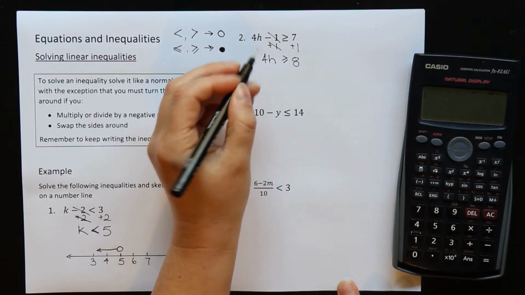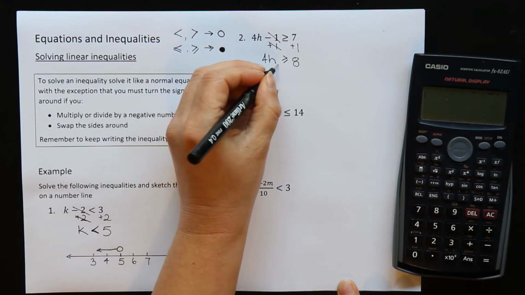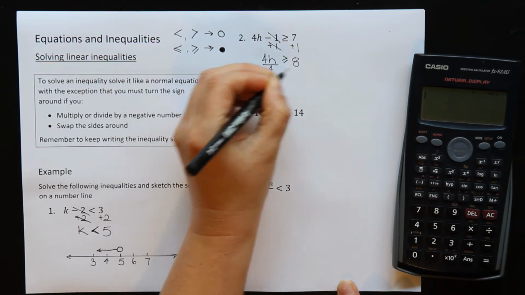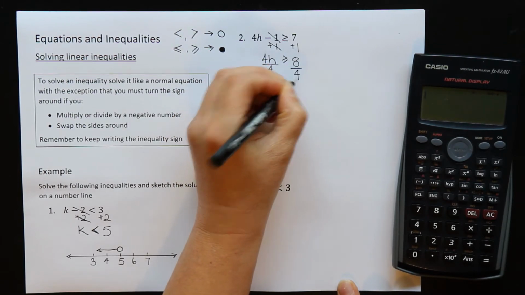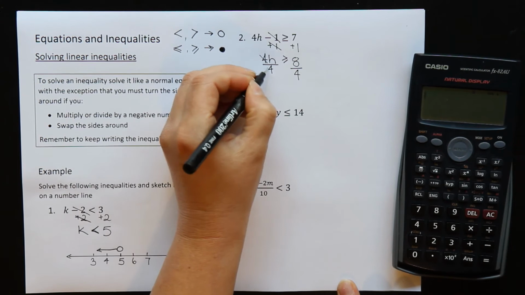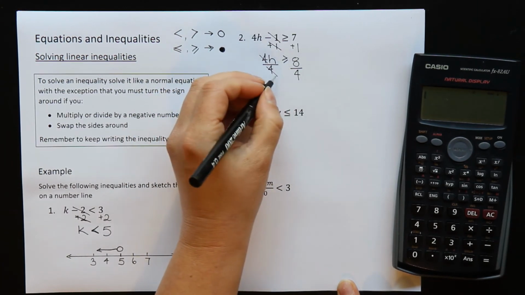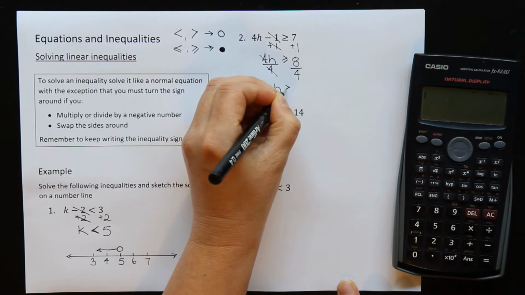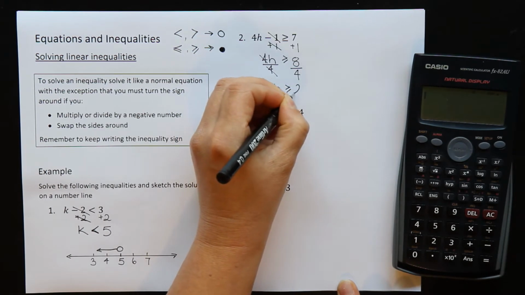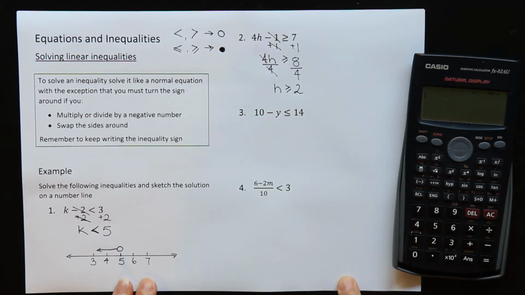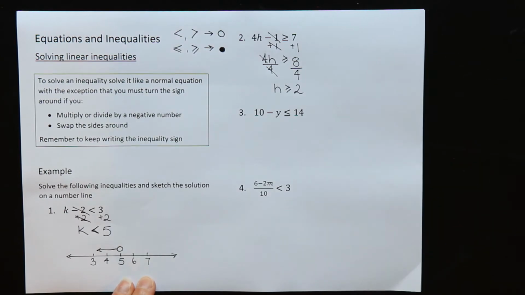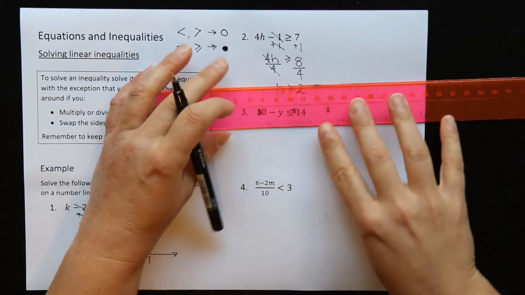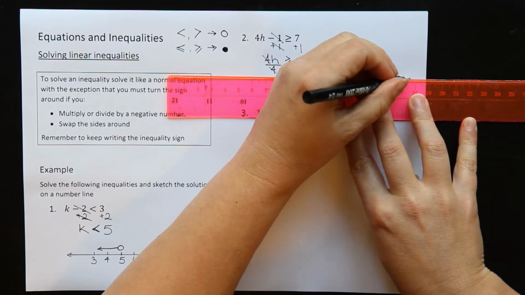Now to move the 4, that's 4 times h, so the opposite is to divide by 4. That cancels the 4s off, and 8 divided by 4 is 2. So my solution is h is greater than or equal to 2. To sketch that on a number line, get your ruler again and draw your line.